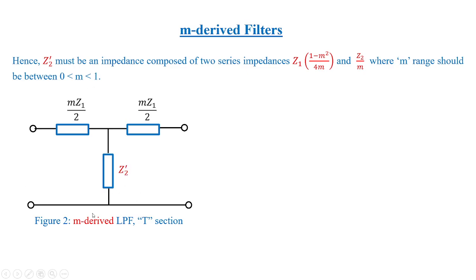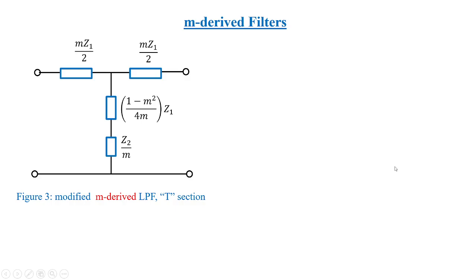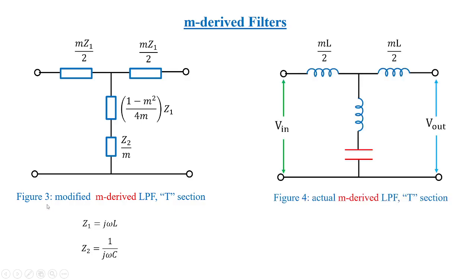You can see this m-derived low-pass filter is framed as a new one in this form, that is the modified m-derived low-pass filter in T section. Right. Now what are Z1 and Z2? Generally Z1 and Z2 we take as the impedance of an inductor and a capacitor. So let us take Z1 as j omega L and Z2 as 1 by j omega C. Now these two we have to substitute in the formula to get the value of the center limb, that is the Z2 dash value, in this form.